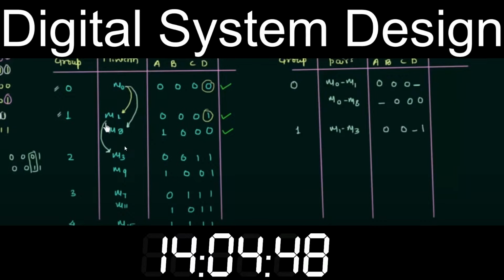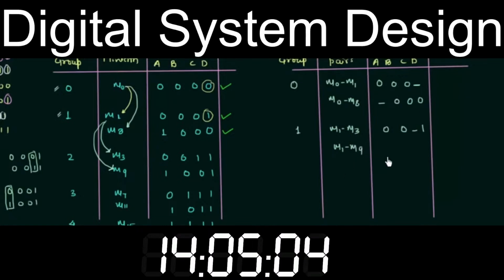I will compare m1 with m9, and let's see what we have. 0 0 0 1 1 0 0 1. Again we have only one variable changing, so m1 m9 is also our matched pair, and we have underscore 0 0 or 1. In the same way, we are going to compare m8 with m3, m8 with m9.